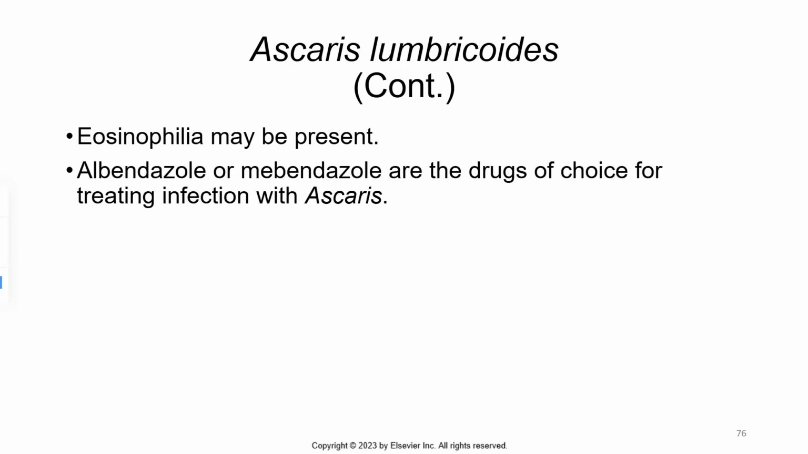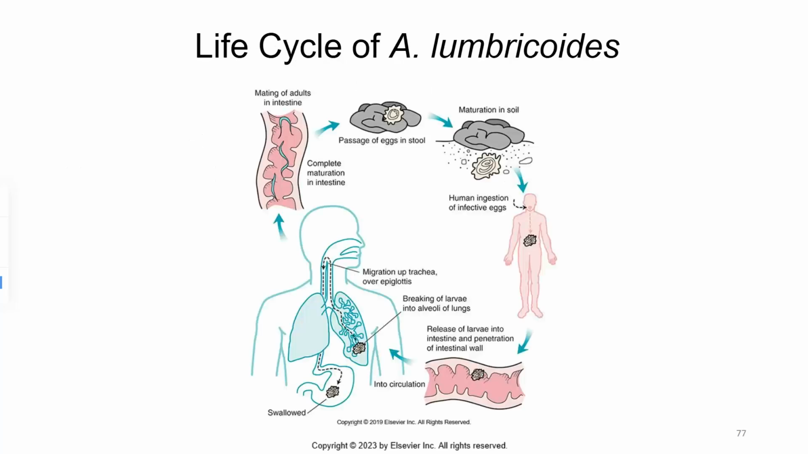Eosinophilia may be present. Albendazole or mebendazole are the drugs of choice. So here is the life cycle. The eggs are going to mature in the soil, then the human ingests the eggs, and then they are released into the intestine.